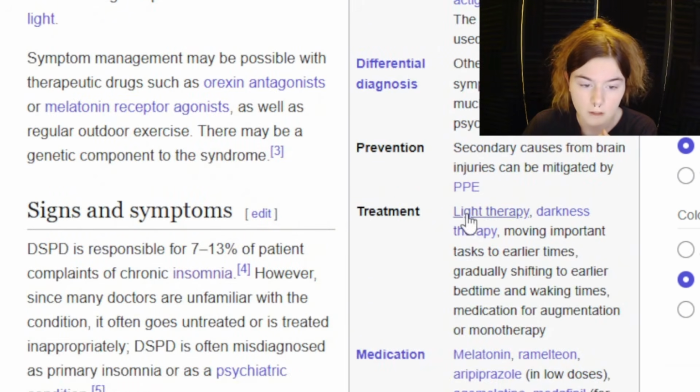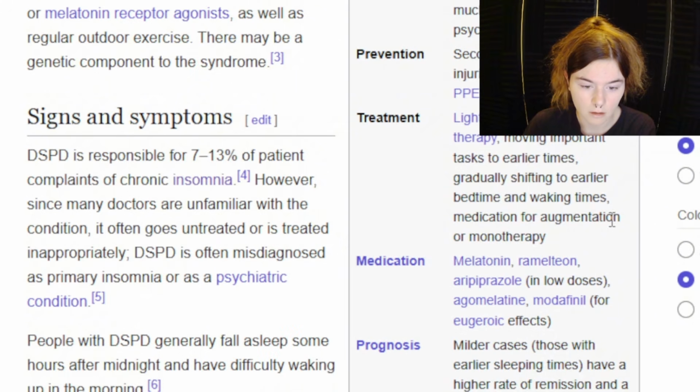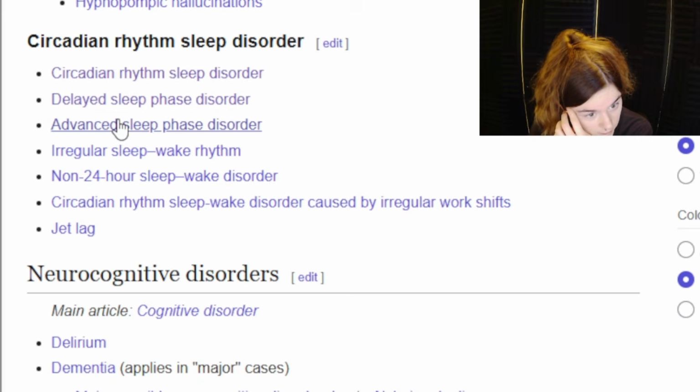Oh, there is treatment. Light therapy, darkness therapy, moving important tasks to earlier times, gradually shifting to earlier bedtimes and waking times, medication, melatonin. Okay, yeah, pretty much what I would expect. Smash! Next up we have advanced sleep phase disorder.